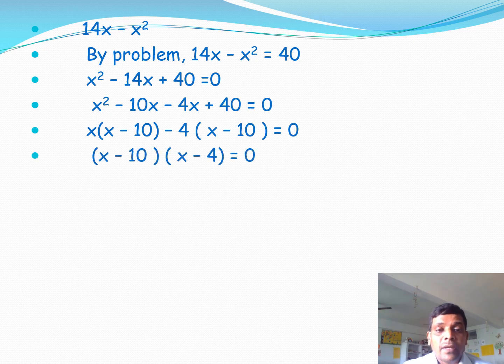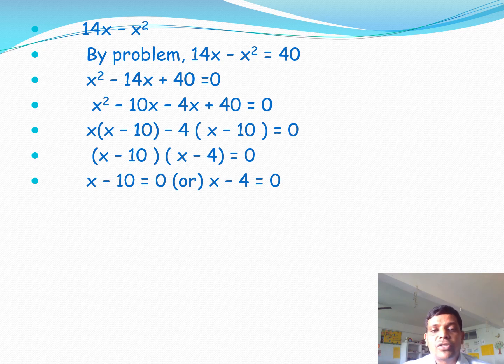Next one, x minus 10 and x minus 10 is common, right? X minus 10, what is the remaining value? X minus 4 is equal to 0. X minus 10 equal to 0 or x minus 4 equal to 0. X minus 10 equal to 0, then x is equal to 10. X minus 4 equal to 0, then x equals 4.